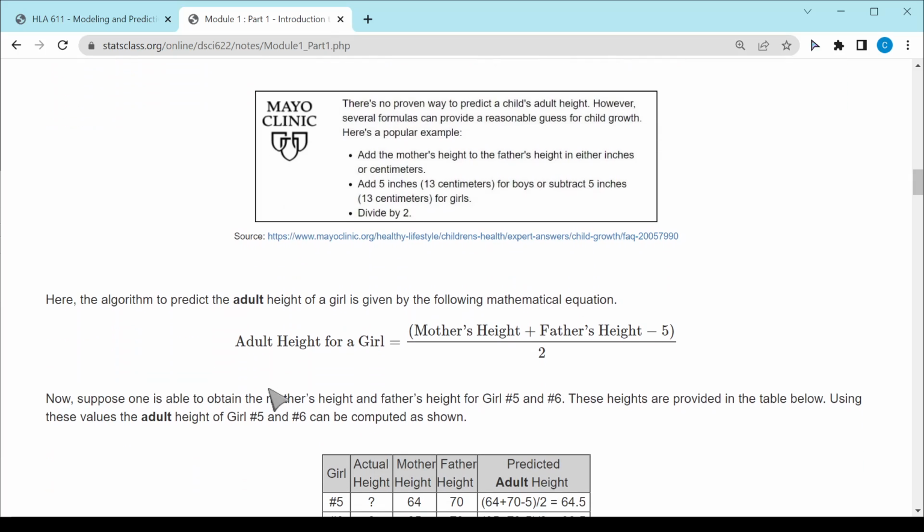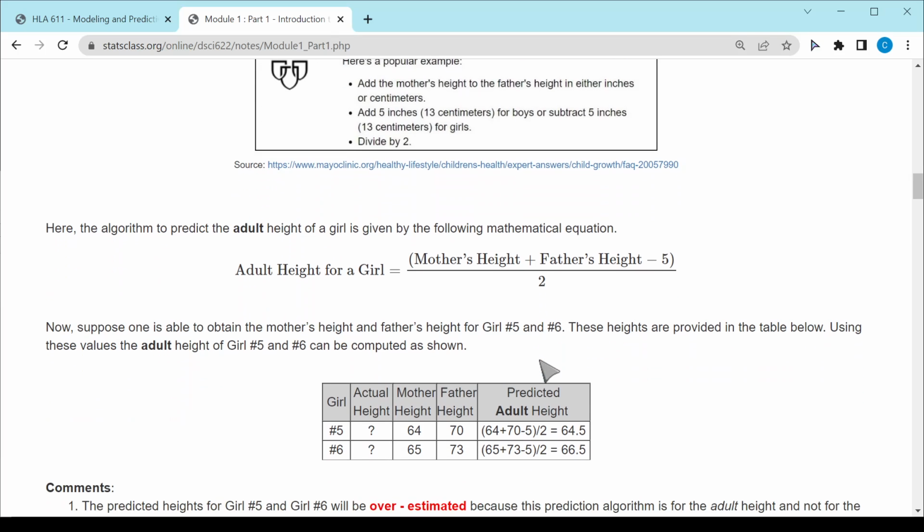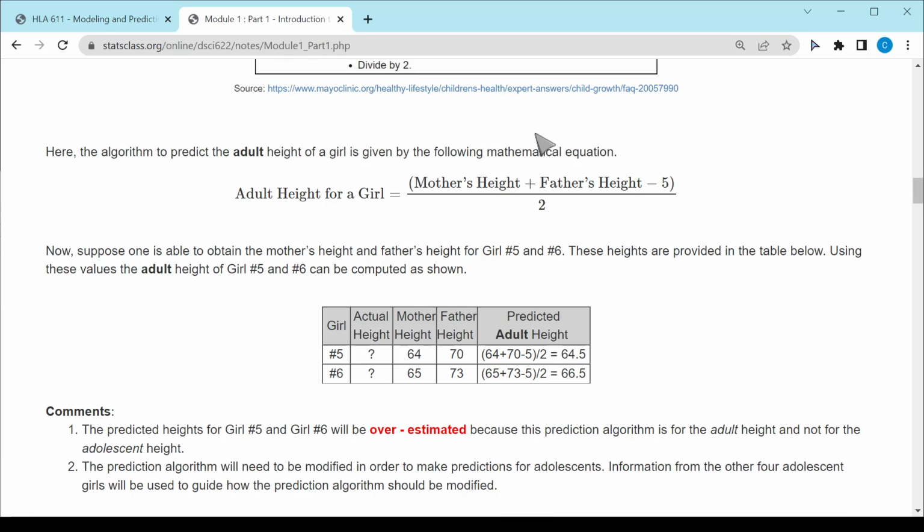So here's the algorithm that is going to help us predict. This is actually the adult height. It's not exactly what we want, but it will help us get started. So the adult height of a girl is going to be, again, to take the mother's height plus the father's height, subtract 5, and divide by 2. So in order to apply this equation, again, I'm going to need to know the mother's height and the father's height.